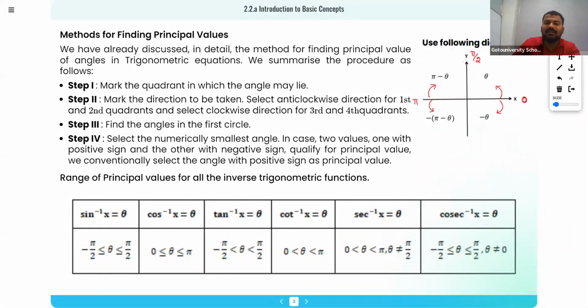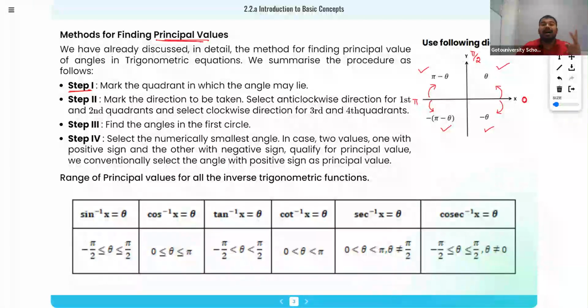Okay, so now what are the things that you have to follow? Step number 1. If you want to find the principal value, you have to do a few things. Step number 1, mark the quadrant in which the angle may lie, because based on this we are going to take it. Is it in the first quadrant? Is it in the second quadrant? Is it in the third? Or is it in the fourth one? First thing, mark the quadrant. We will solve some problems over here. No need to worry about it.